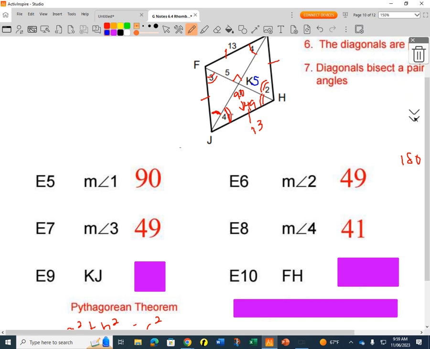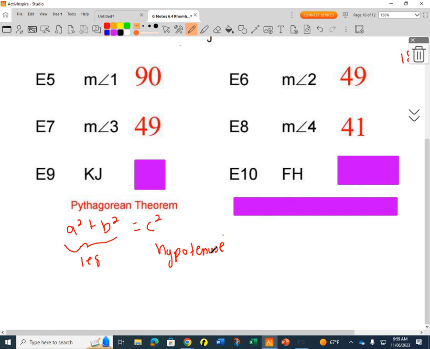So I'm going to draw a little bigger version of that triangle down here. It'll look similar to the triangle in our diagram. That's our right angle. That's 5. That's 13. This is what we don't know.